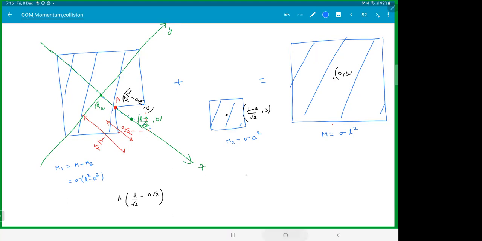So basically, M1 into L by root 2 minus A root 2, plus M2 into L minus A by root 2, by total mass M1 plus M2. This should be 0. Just have to substitute the value and finish it off. I'll give you a minute. This would give you the x center of mass of the full plate.